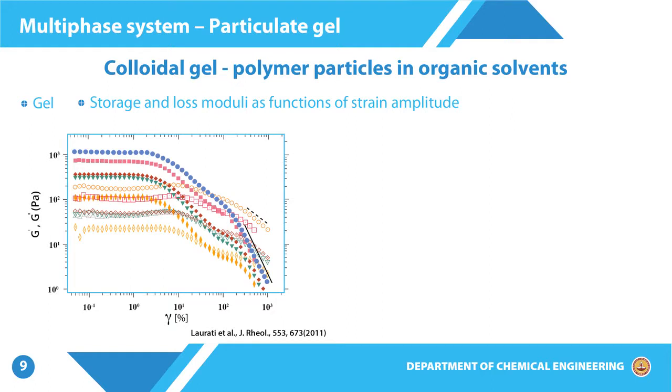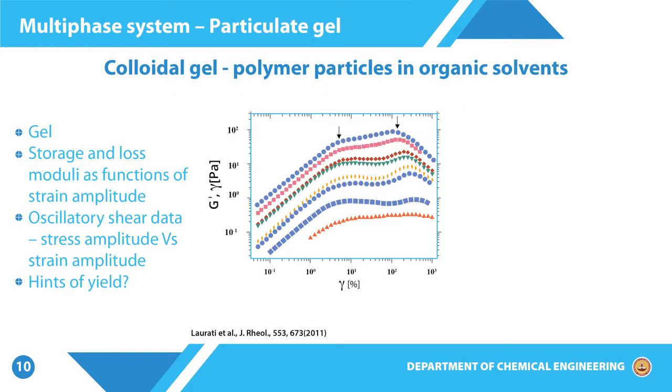Going down further, what we can see is the same data can be plotted. What we have is G prime, and while measuring G prime and G double prime, we measure the stress in the material. Since gamma itself is a sinusoidal function, stress also is a sinusoidal function. Therefore, we can measure the stress amplitude while applying a strain amplitude, so we can plot stress amplitude as a function of strain amplitude. In this case, the stress amplitude which is in phase with the strain is being plotted.